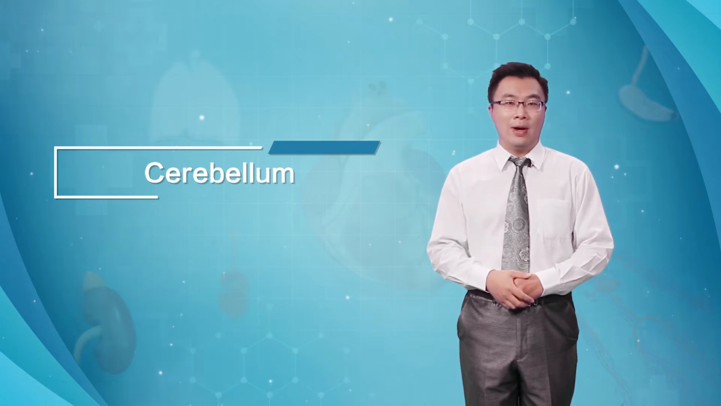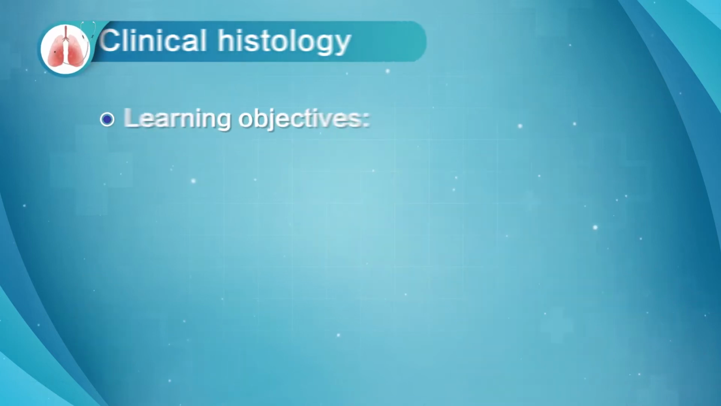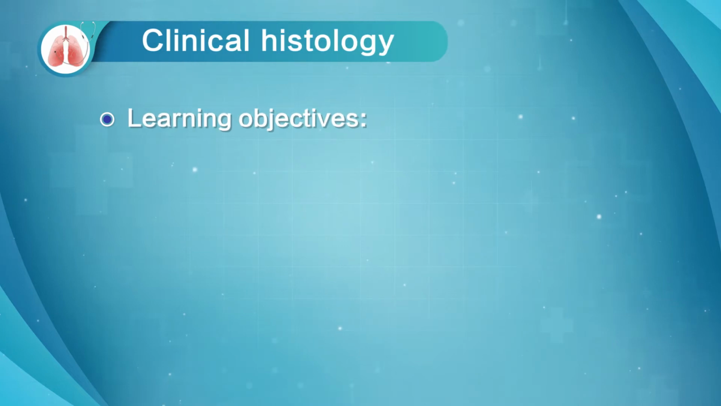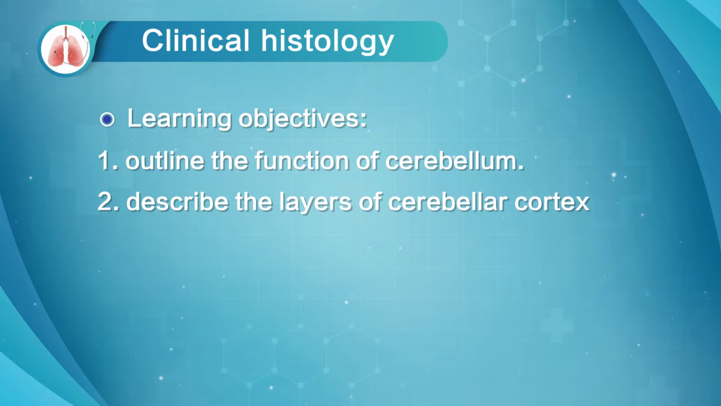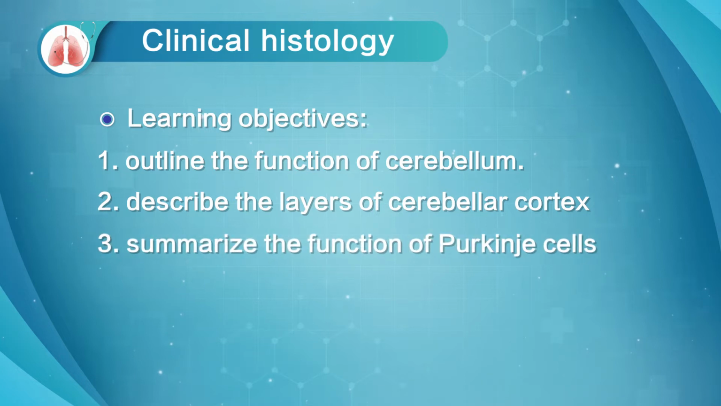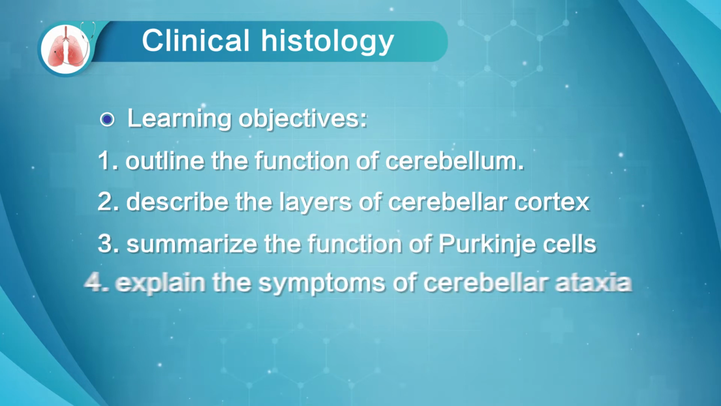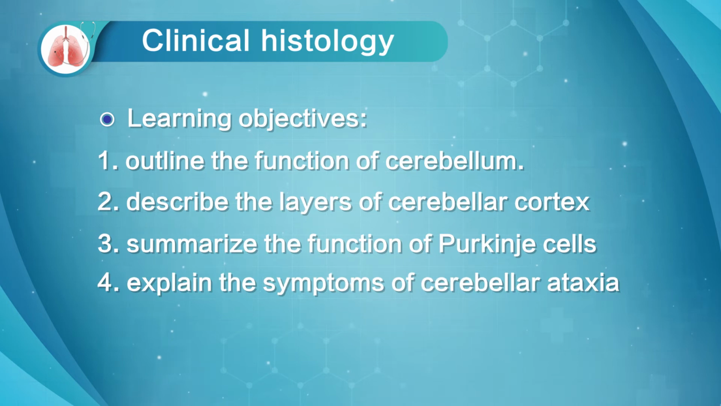Today we will talk about the cerebellum. Here are the learning objectives for you. At the end of this session, you should be able to outline the function of cerebellum, describe the layers of cerebellar cortex, summarize the function of Purkinje cells, explain the symptoms of cerebellar ataxia.